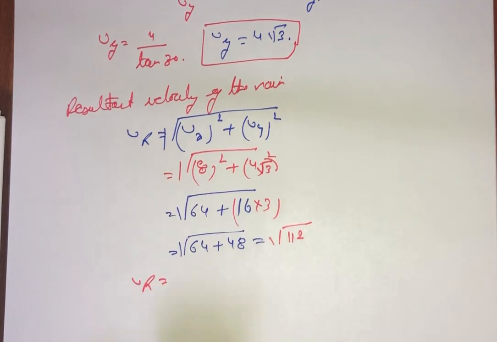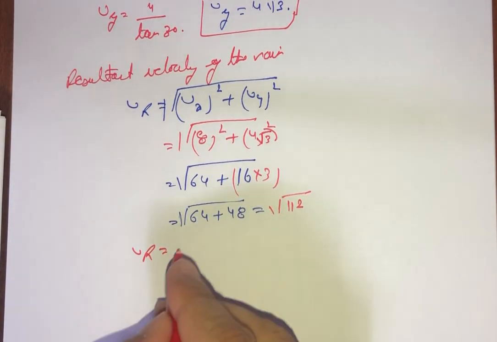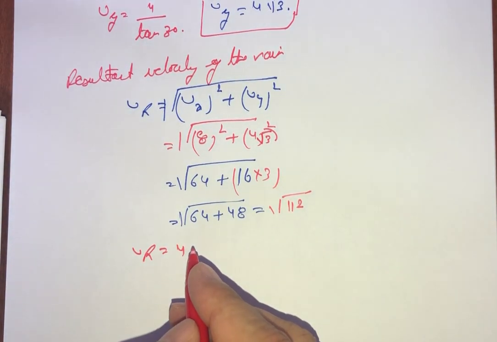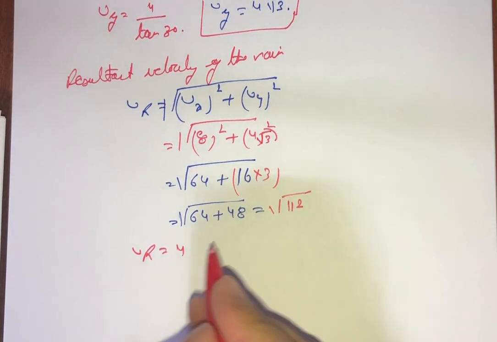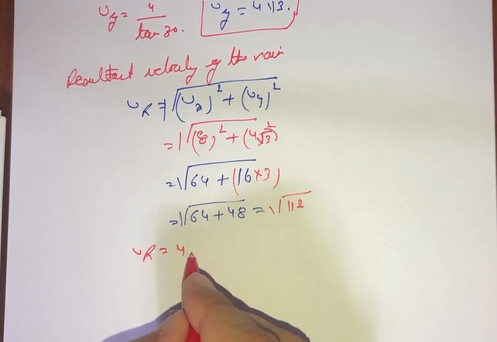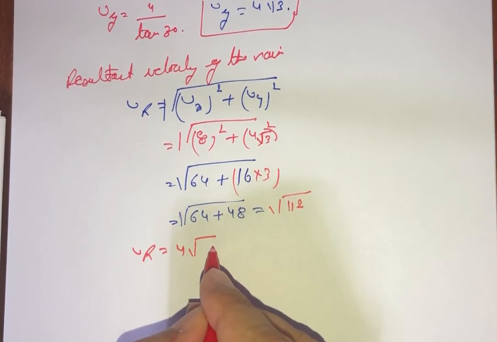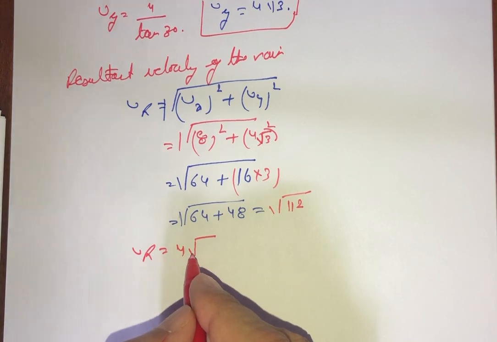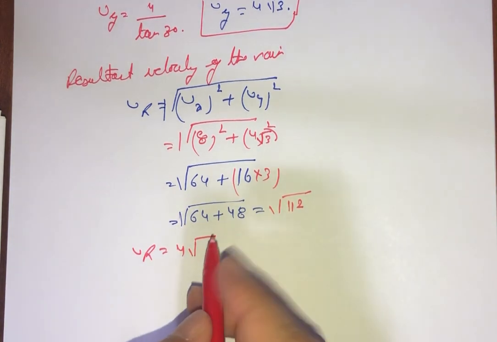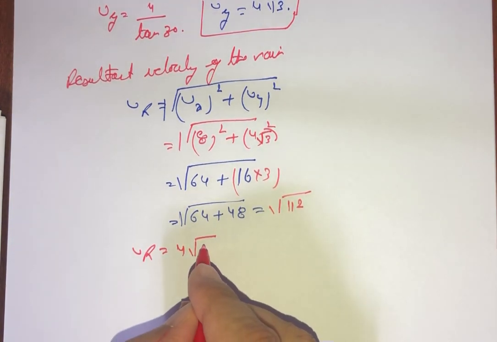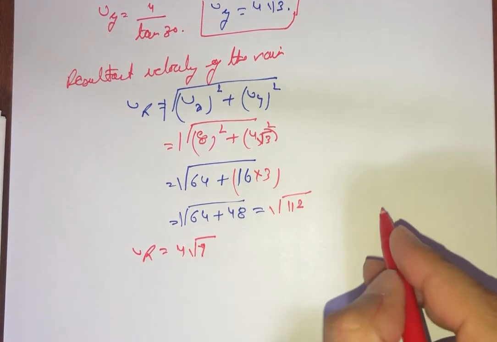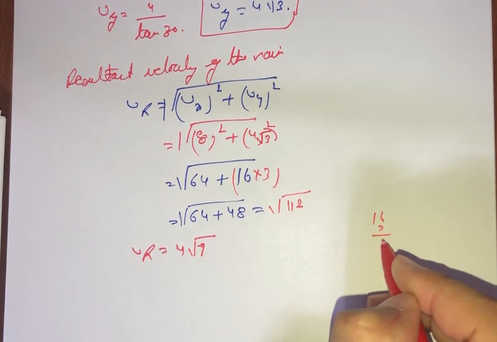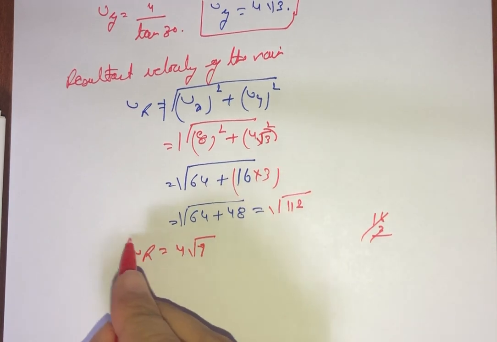Or we can say VR is equal to 4 root, this will be 16 and 7. Let me check it. 16 times 7, yeah, 4 root 7.